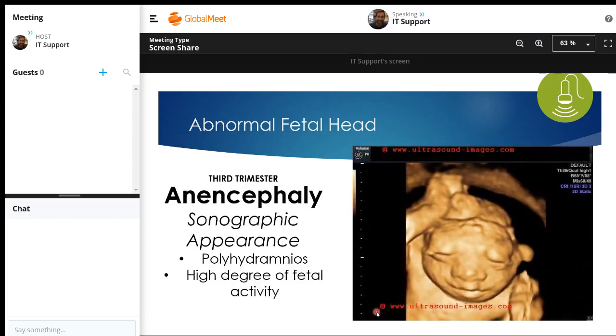In the third trimester, there's usually polyhydramnios. This baby doesn't have appropriate neural function, so they're not swallowing correctly. It's going to lead to extra fluid. And interestingly, there's a high degree of fetal activity. That brain tissue is firing off those neurons at a crazy rate, and these babies have a lot of activity going on.